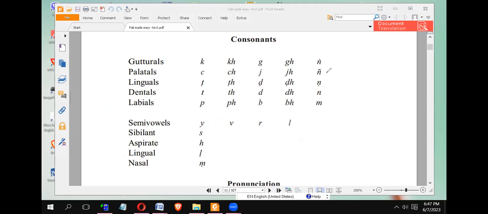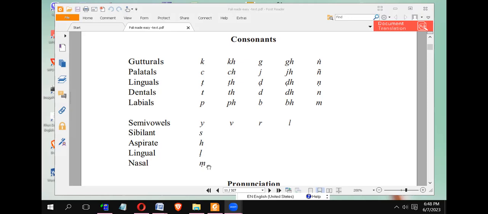Then the Y is ya. Semi-vowel is ya, va, ra, la. Ya, va, ra, la. Sa, ha, la. Sa, ha, la.